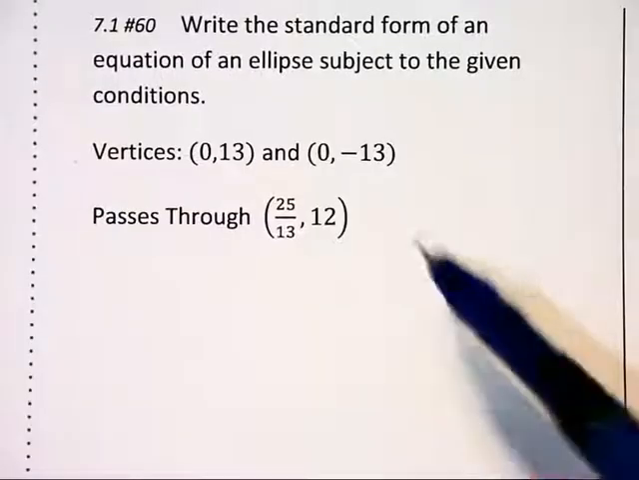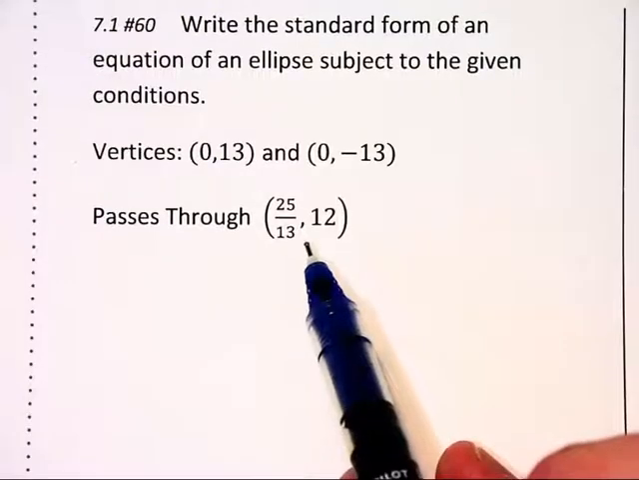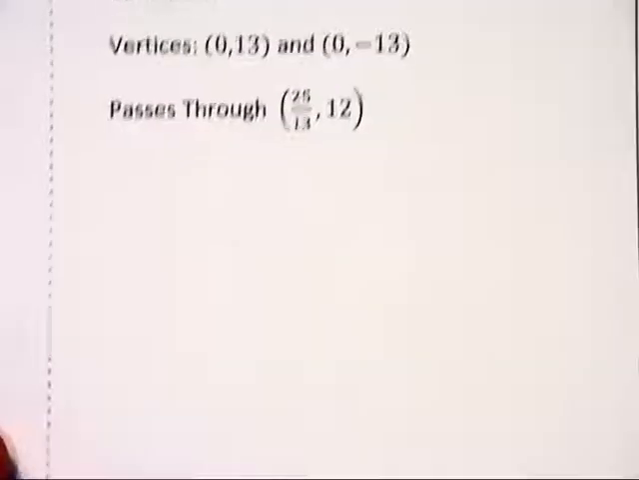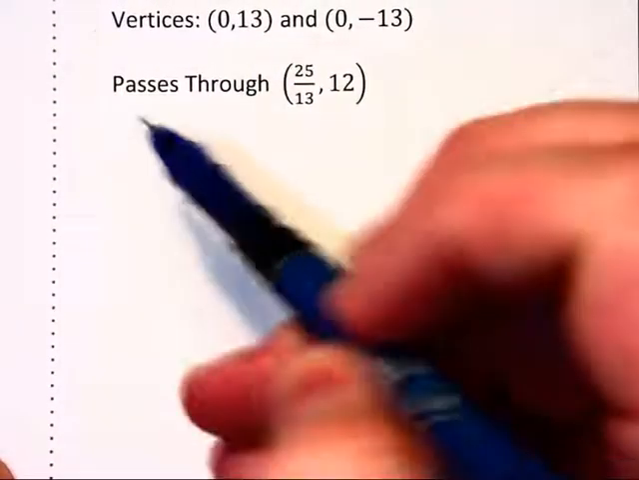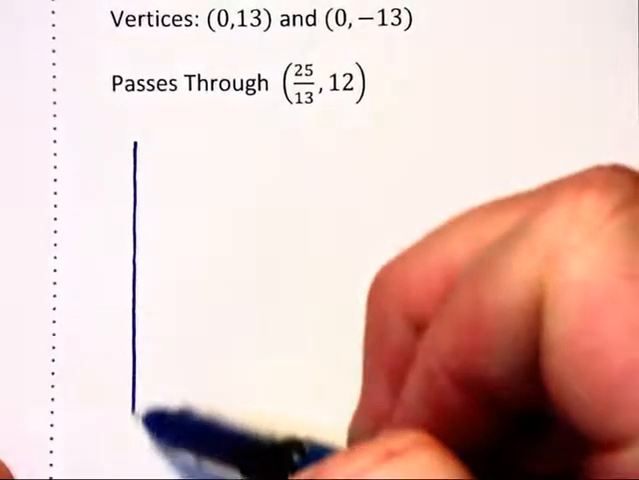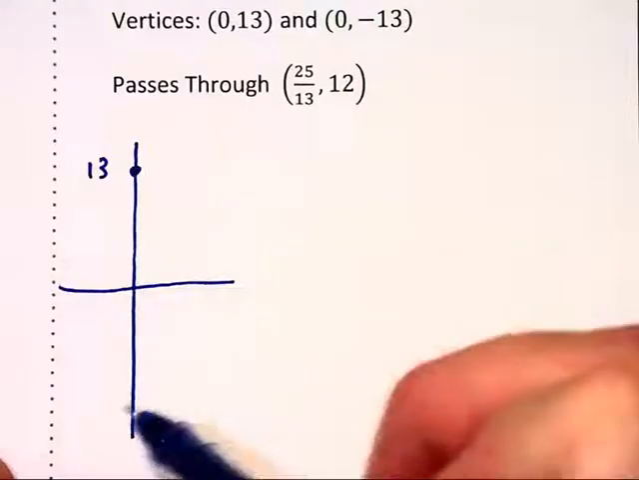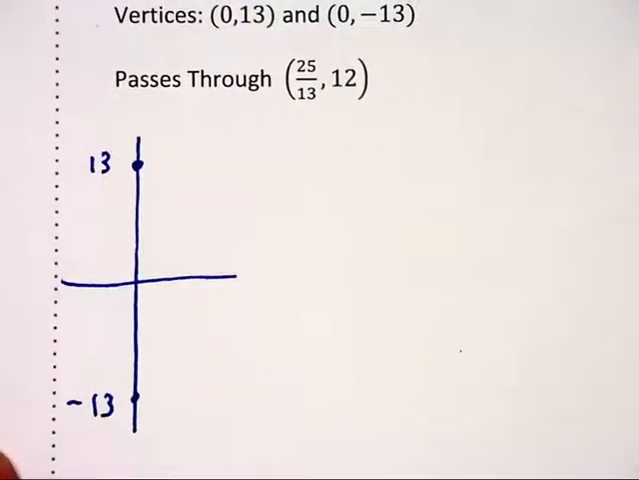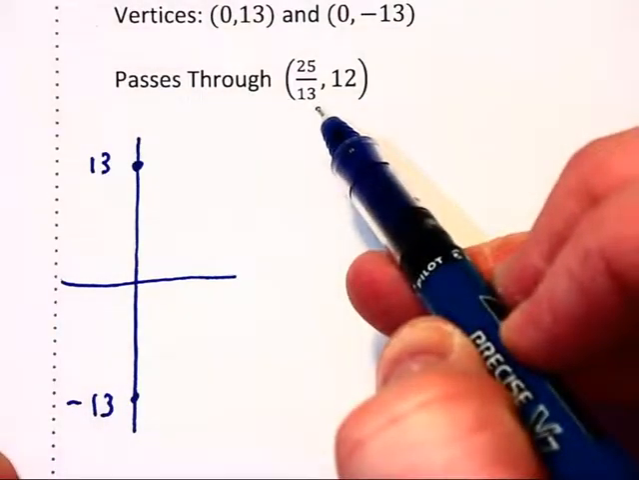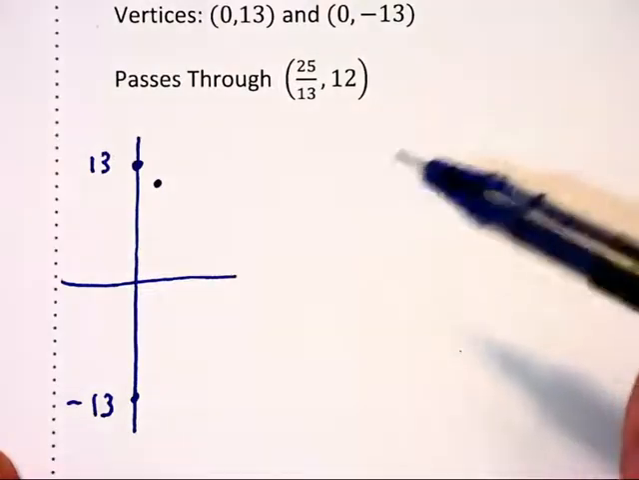In this next problem, we are given a different type of clue. We are given a point that the ellipse itself passes through. Now let's start by drawing a quick graph, and we notice the vertices are 13 units above and below the origin. So I'm going to draw a quick sketch here and put my vertices up at positive 13 and down at negative 13. This other point here, 25/13, 12, will just be a little bit to the right and below that upper vertex.